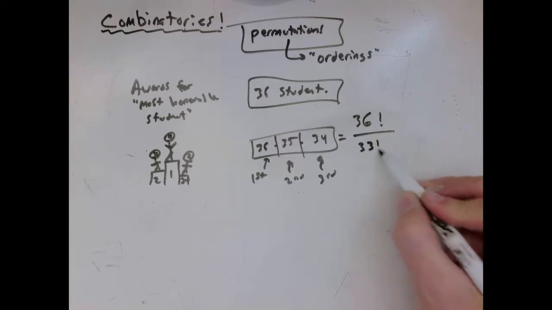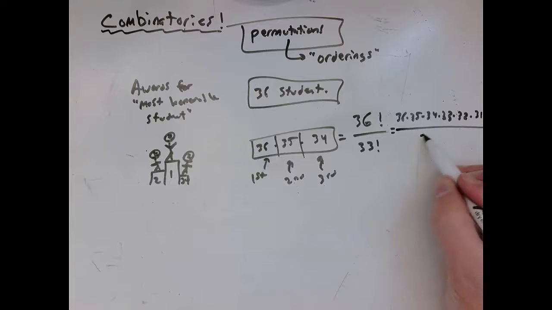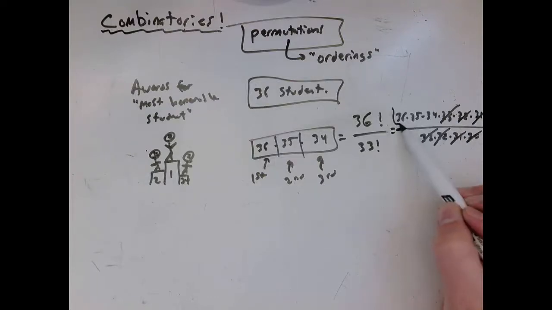So one way of writing this down that's common in combinatorics is 36 factorial divided by 33 factorial. Let's think for a second about why that makes sense. 36 factorial is going to be 36 times 35 times 34 times 33 times 32 times 31, and so on off the screen. What's 33 factorial? That's 33 times 32 times 31 times 30, and so on off the screen. Look at what cancels. 33 cancels with 33, 32 with 32, 31 with 31, 30 with 30, all the way down to 1. So what I'm left with is 36 times 35 times 34.